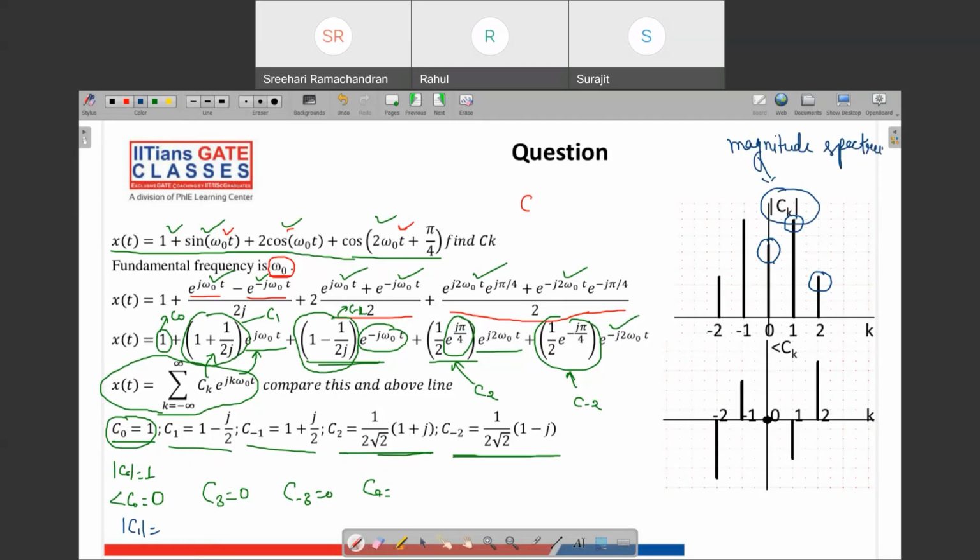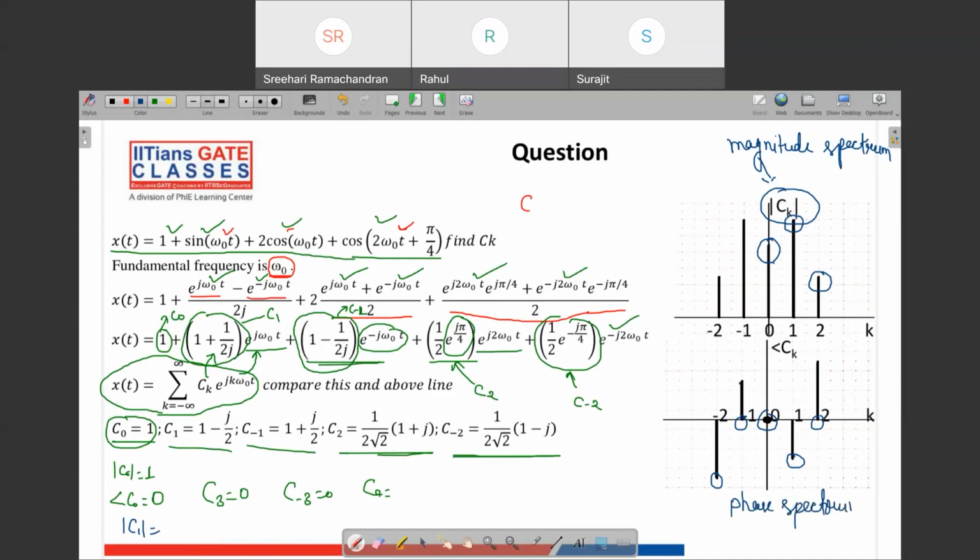Similarly, you can plot the phase also. So phase for k equal to 0, we got 0. For k equal to 1, we will get some negative value. For k equal to 2, we will get some positive value, and so on. Similarly, for k equal to minus 1, you'll get some positive value. And for k equal to minus 2, you'll get some negative value. So this plot, we call it the phase spectrum.